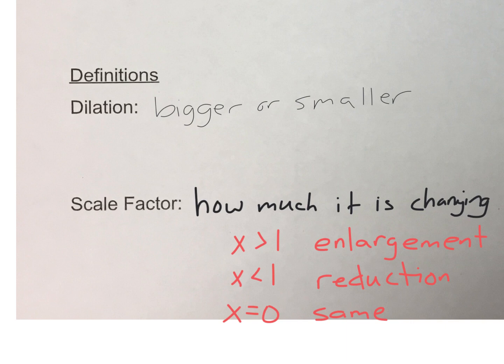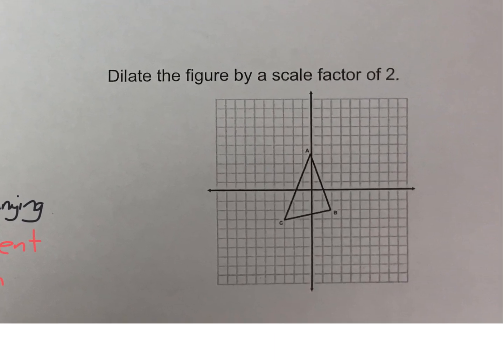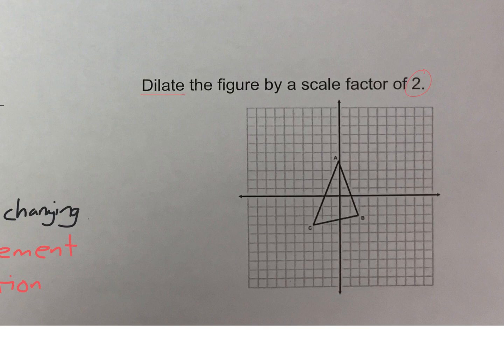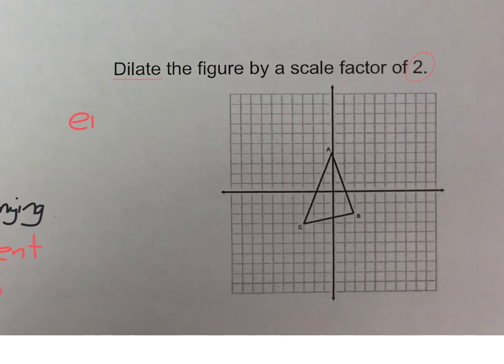Okay, let's put it to use on this example right here. It says to dilate, so what do we know about dilate? It's going to get bigger or smaller. Scale factor is 2. Why do you say it's going to get bigger? It's greater than 1. What's the word I want you to use? Enlargement. Okay, so that's step 1. This is an enlargement. So we know that our second image has to be bigger than what we started with.